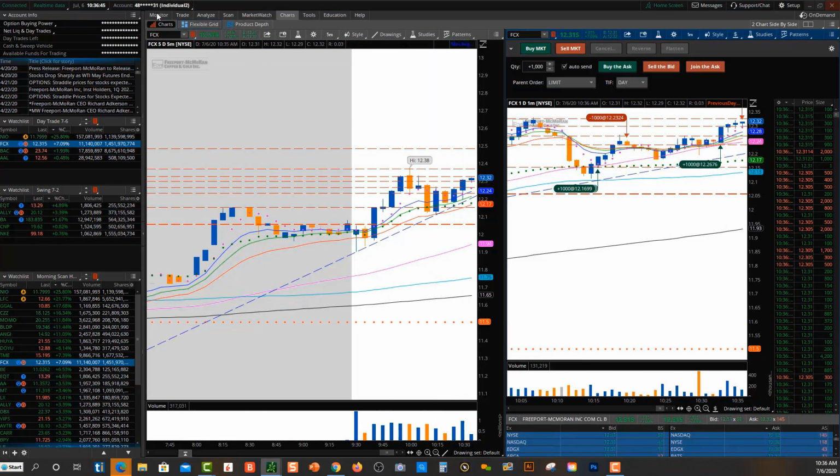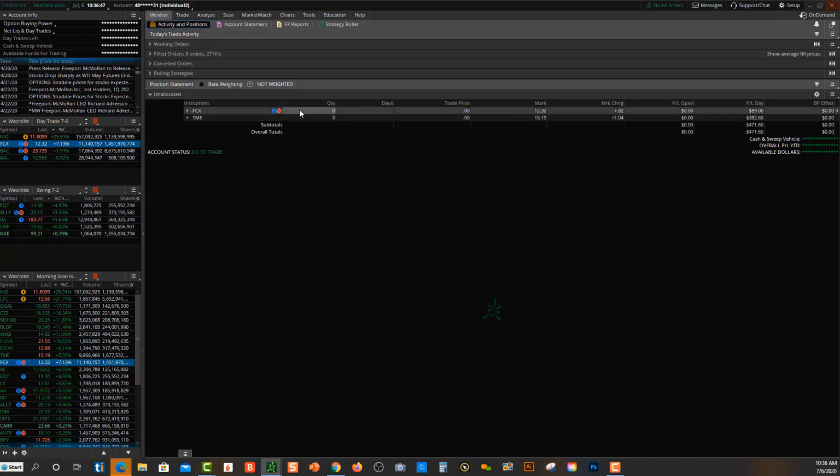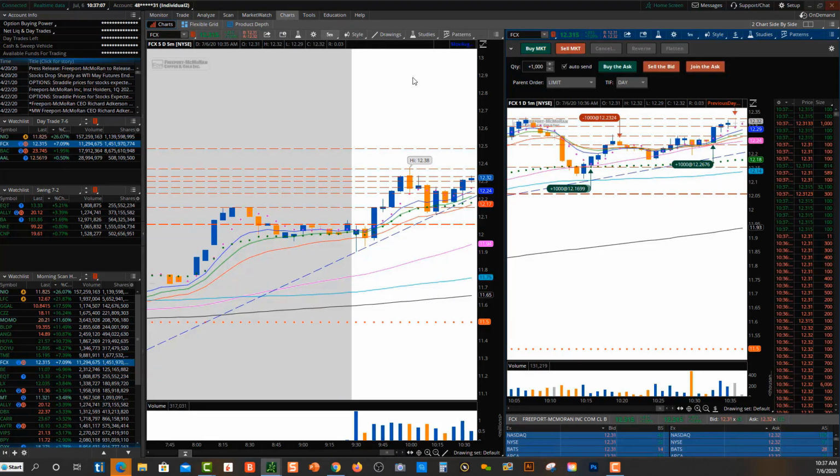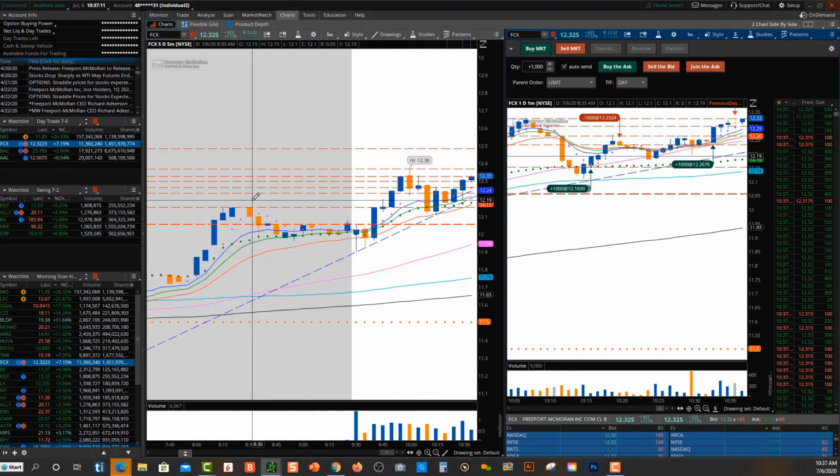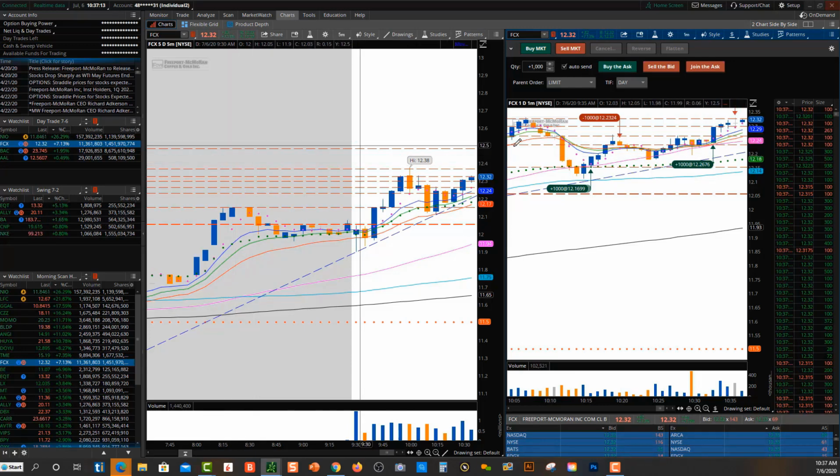So as you can see, that one was 2 smaller little scalps on FCX, nothing big. 89 bucks on 2 $1,000 trades. But as you see, there was 4 scalp trades for $471. So you'll see I bought 1,000 share blocks. So that was a little bit over 10 cents a trade. Not bad. You know what I mean? You'll take that all day long on kind of some higher float stocks that are moving up.